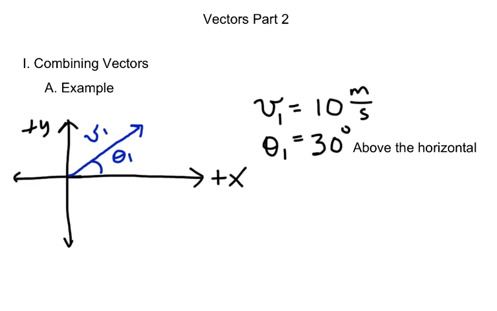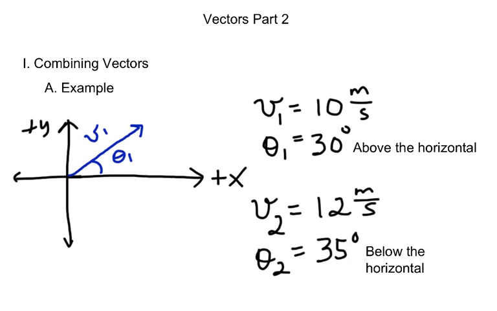Now there's going to be a v2 value as well. The second vector is a velocity of 12 meters per second. And the direction here is 35 degrees below the horizontal. So let me go ahead and draw this one. And so here is your second vector representing v sub 2, or the second velocity.